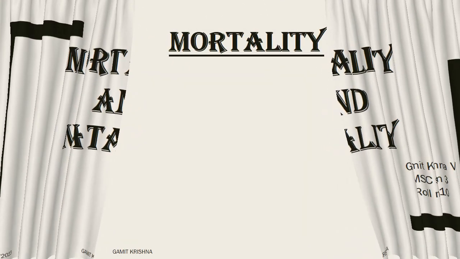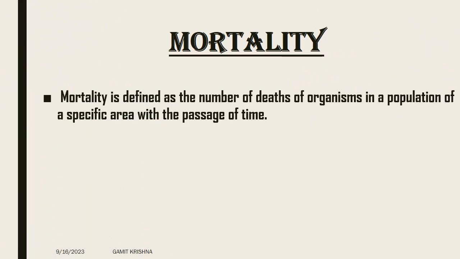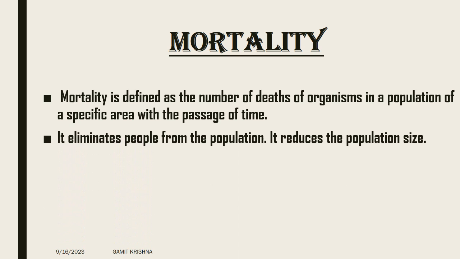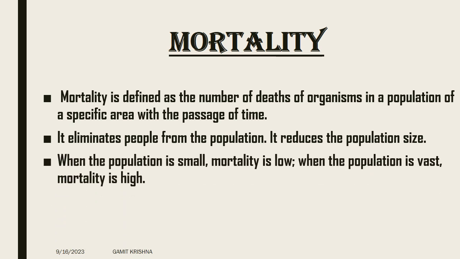So what is mortality? Mortality is defined as the number of deaths of organisms in a population of a specific area with the passage of time. It eliminates people from the population. It reduces the population size. When the population is small, mortality is low. When the population is vast, mortality is high.